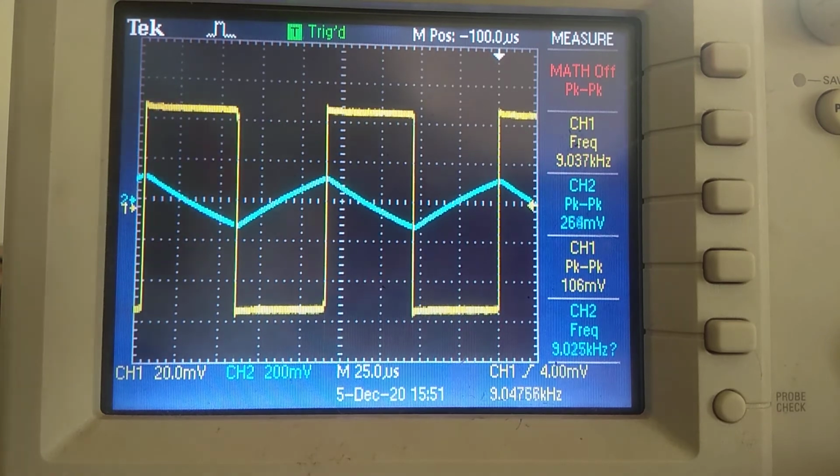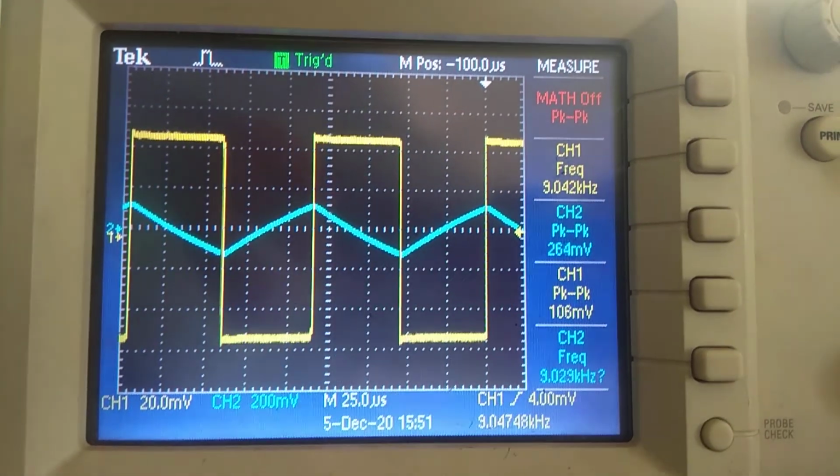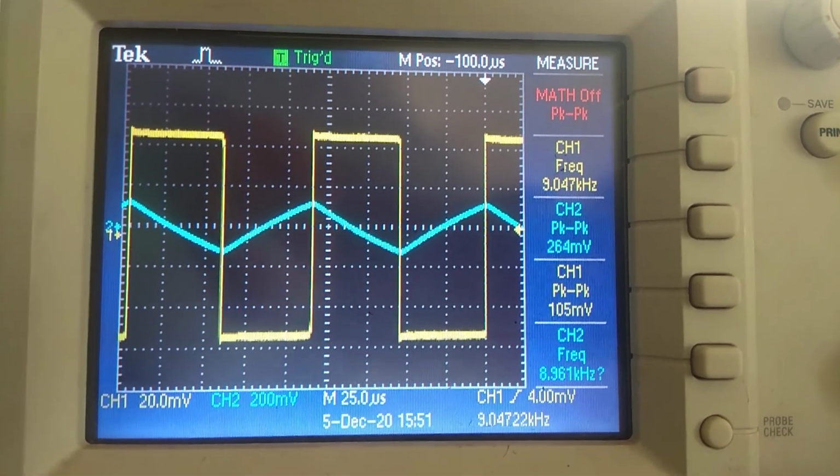So this is all about the active low pass filter as well as the integrator circuit using op amp.